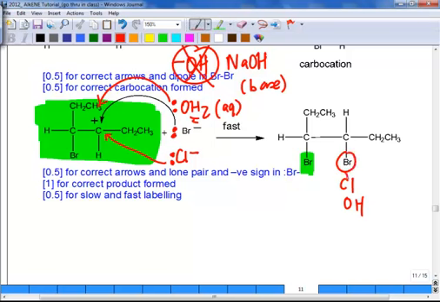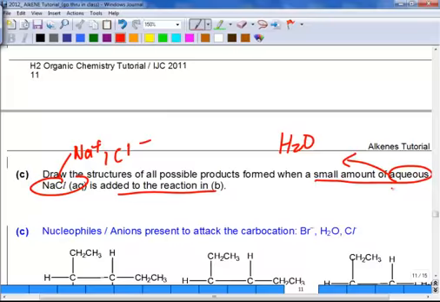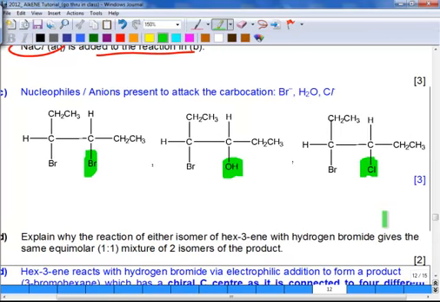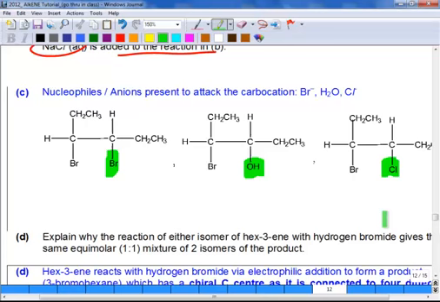Which one is the most major product? The one with what? OH, correct. This is the major. Then the other two must be minor. Everybody okay? I'll let you take a look at the answer. You just change Br, OH, Cl. Can everybody? Yes. Move on.